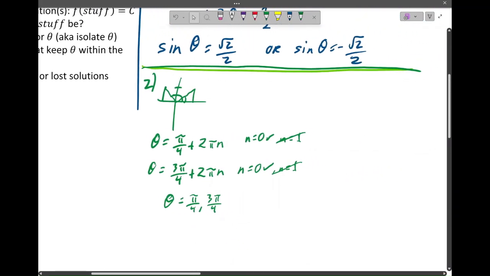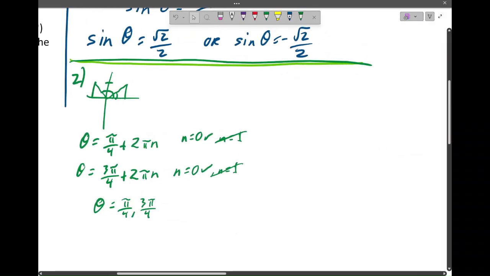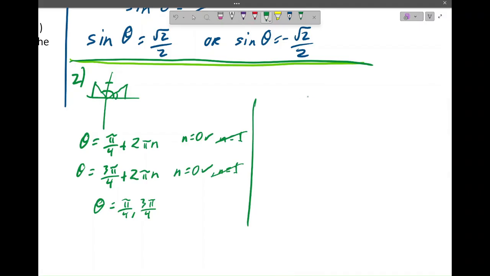If you run the exact same scenario over here on sine of theta equaling negative root 2 over 2, again, that's going to give you angles that are down here. Either that angle or that angle. So this angle, maybe I'll color code these guys, that's going to be 5 pi over 4.